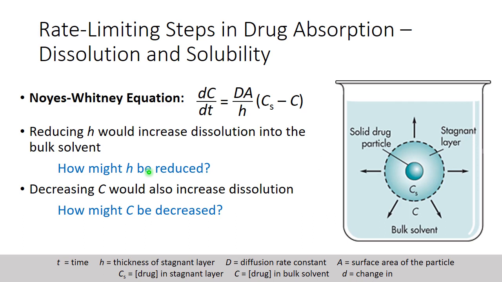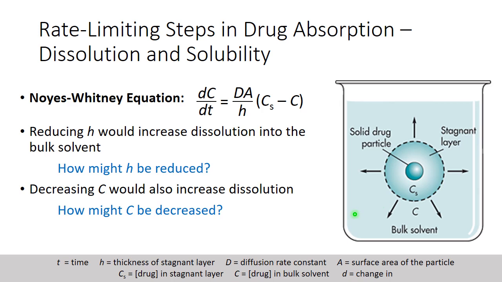It's not like we could control that very easily, but if from one person to another we did have a difference in that motion in the GI tract, that would affect the dissolution rate in a positive way, right? If you had a faster motion. Decreasing C, or the drug concentration in the bulk solvent, would also increase dissolution. So if this had pure water and nothing in it yet, C would be zero, and that would have a faster dissolution and then diffusion out of there.